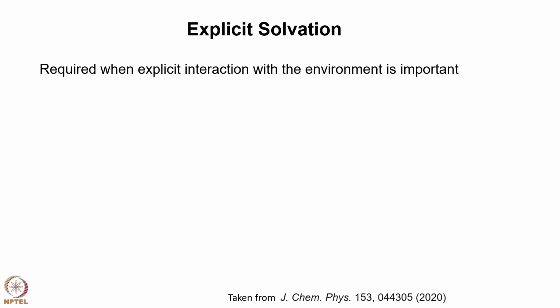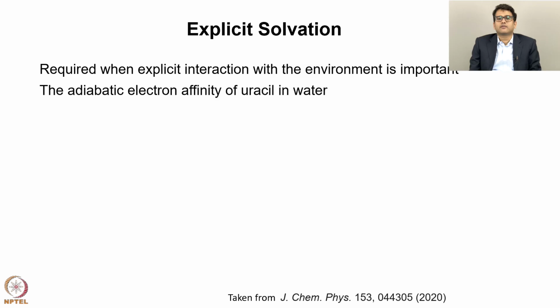So up to now we have discussed only implicit solvation. Now there is explicit solvation also, and explicit solvation is required when the explicit interaction of the solute with the environment is important. One example is the electron affinity of uracil in water, and we are talking about the adiabatic electron affinity. That means the energy difference between neutral uracil at neutral geometry and anionic uracil at anionic geometry.